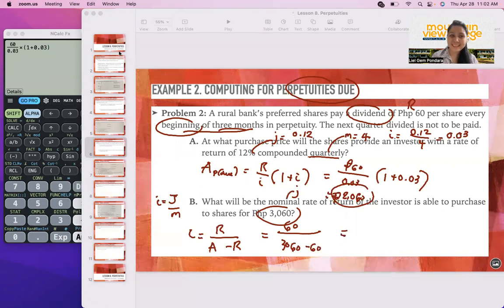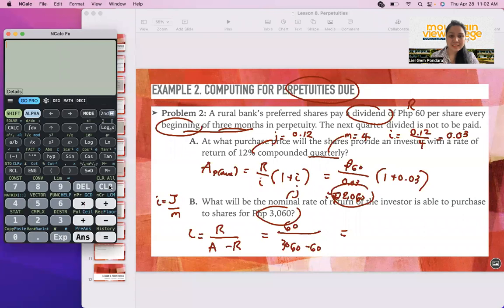Let's use our calculator now. That's going to be 60 over 3,060 minus 60. There. The I, or the periodic interest rate, is at 0.02, or that is, to decimal places, 2%.